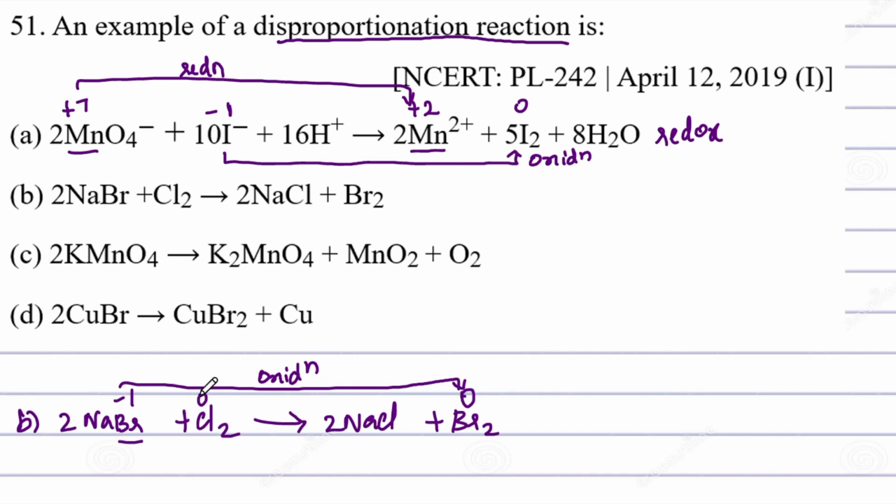Then the oxidation state of chlorine in Cl2 is 0, and in NaCl it is minus 1. So 0 to minus 1 is decrease in oxidation state, so it is reduction. So it is also a normal redox reaction, not a disproportionation reaction.